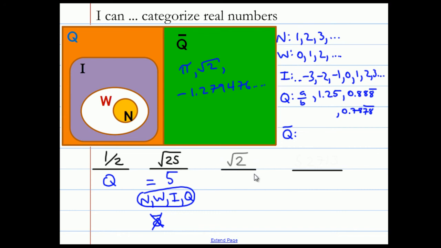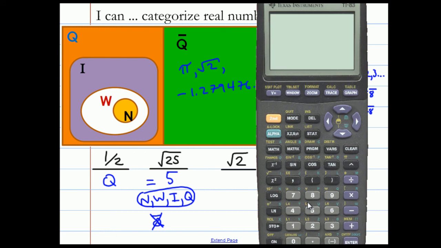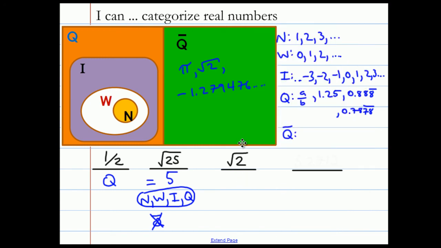Another example, square root of 2. If you take the square root of 2, this gives you something like this. Now it doesn't appear that the decimals repeat, and you could assume that these decimals would continue, but the calculator just doesn't have room to show all those digits. So it would be safe to assume that square root of 2 is an irrational number.